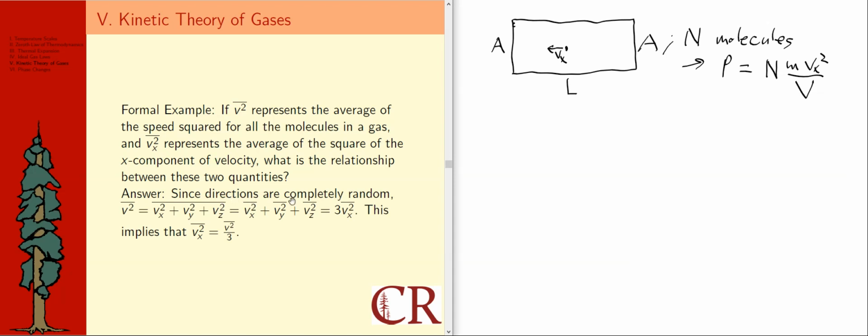It says, since directions are completely random, the v squared bar, and something important about this is we're talking about taking an individual velocity squared and then averaging. We're not taking the square of the average of the velocity. That would be potentially different. We're averaging after we've squared.